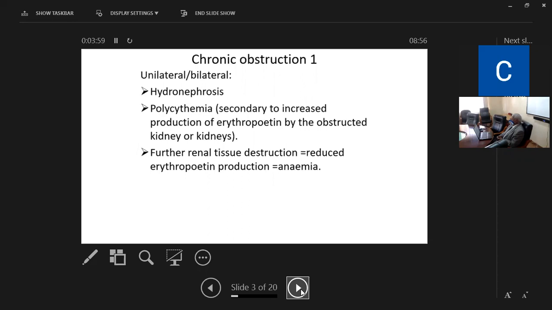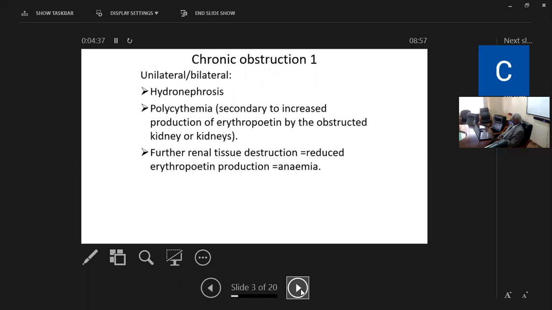Now, when there's chronic obstruction, be it unilateral or bilateral, what will be the consequences of not taking the patient for operation or for treatment, like hormonal manipulation? What are the consequences? The obstructed kidney or both kidneys will be filling with urine, water. That's why there's that first term, hydronephrosis.